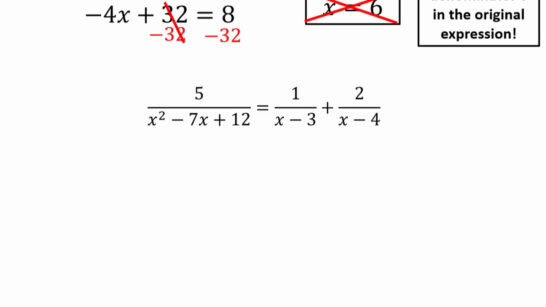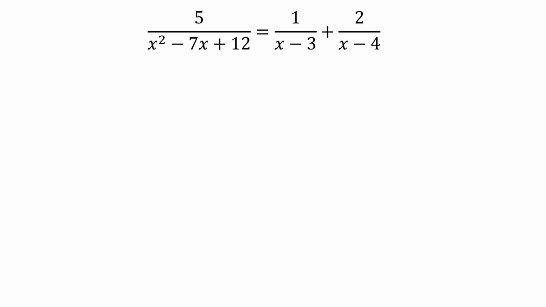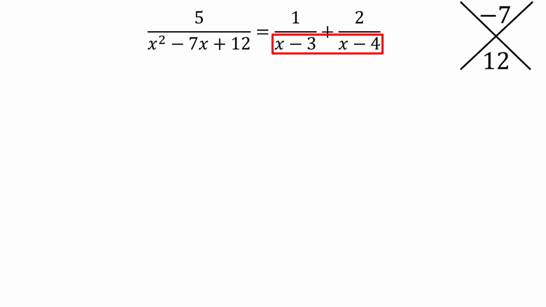Okay, one last problem. We have 5 over x squared minus 7x plus 12 is equal to 1 over x minus 3 plus 2 over x minus 4. The first step will be to factor the denominator on the left-hand side. We need two numbers that add to negative 7, the coefficient on x, and multiply to positive 12, our constant. Wouldn't it be nice if the two numbers were negative 3 and negative 4 to match the factors on the right-hand side? Well, it turns out the problem is rigged, and it really is negative 3 and negative 4.